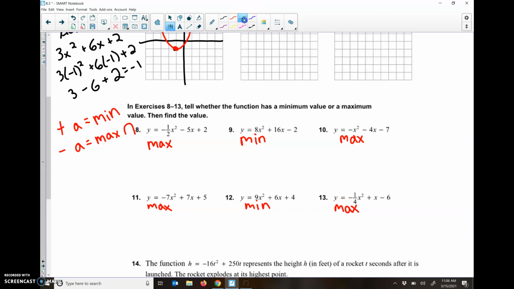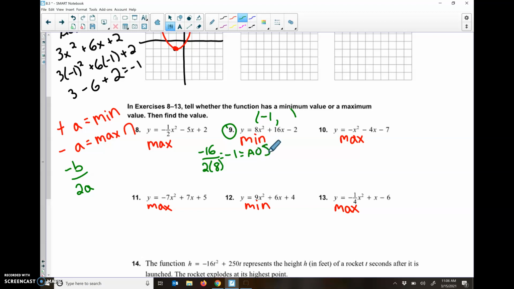Otherwise, the steps are exactly the same as we've been doing. We're going to use negative b over 2a. We'll do one of each so you can kind of see. Let's look at number 9 first. So my b is 16, so negative 16 over 2 times a, and a for this problem is 8. So I have negative 16 over positive 16, because that's what 2 times 8 is. And so my x is a symmetry. My x in my vertex is negative 1.